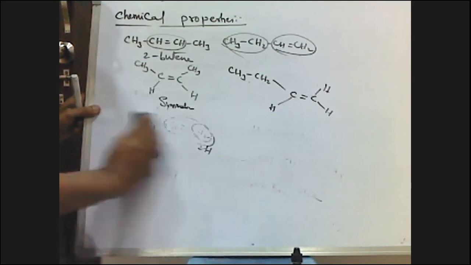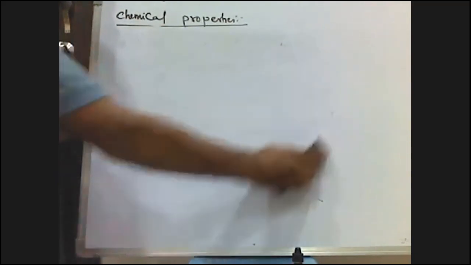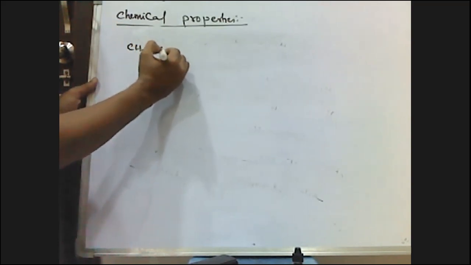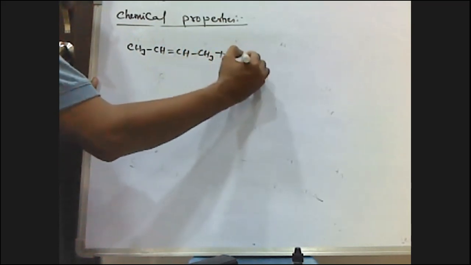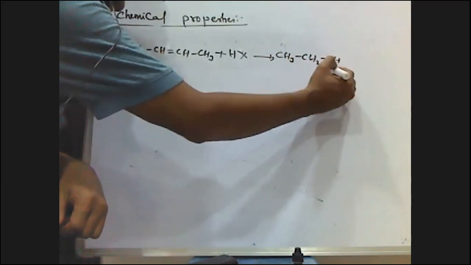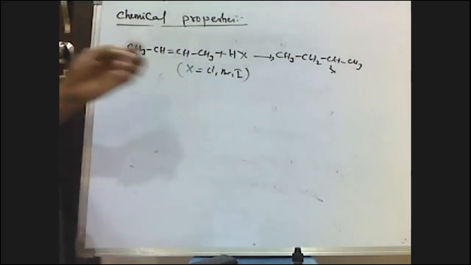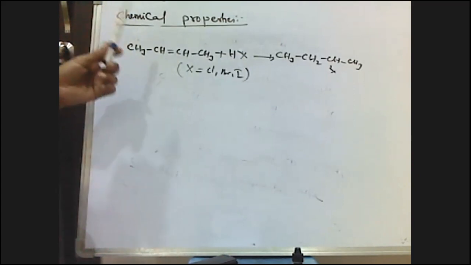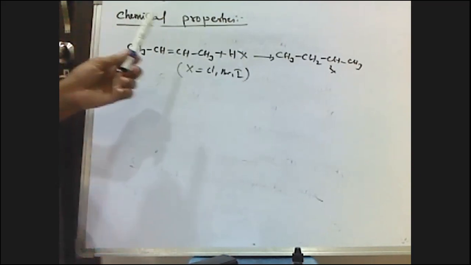So here, when hydrogen halide is added to symmetrical alkenes, we will get only one product, CH2X-CH2X, where X is chlorine, bromine, iodine. So when hydrogen halides are added to symmetrical alkenes, we will get only one product.